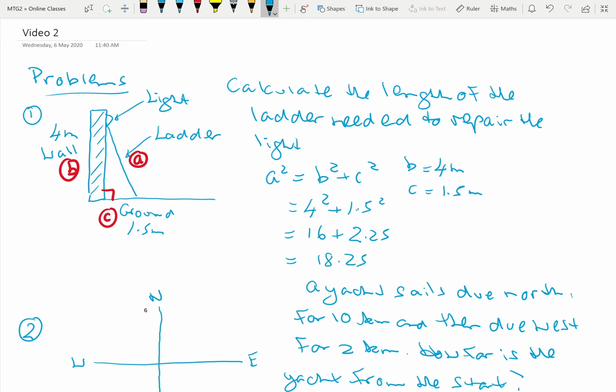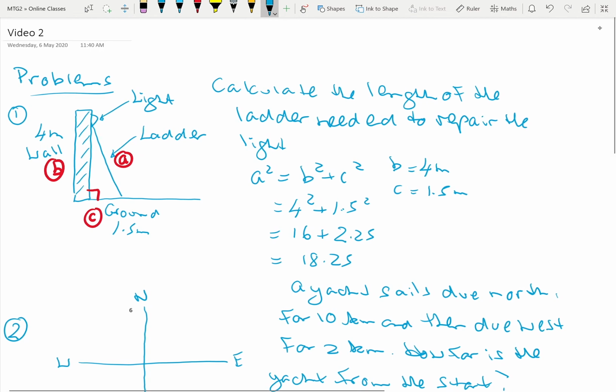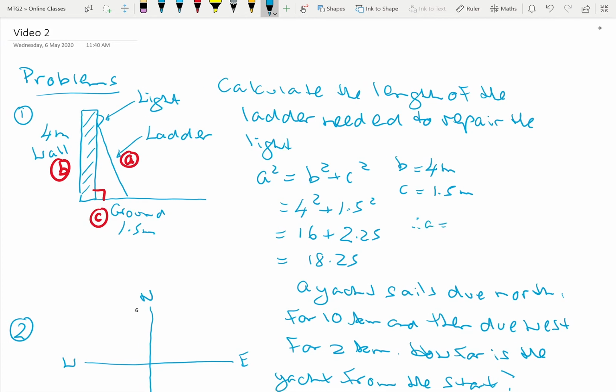Now to finish off the problem, I have to take the square root of both sides. So therefore, A is equal to the square root of 18.25, and that's equal to 4.27. Now of course I have to put my units on the end, so it's going to be meters. So the ladder, to be able to repair that light, needs to be at least 4.27 meters for the person to be able to reach the light to be able to repair it.